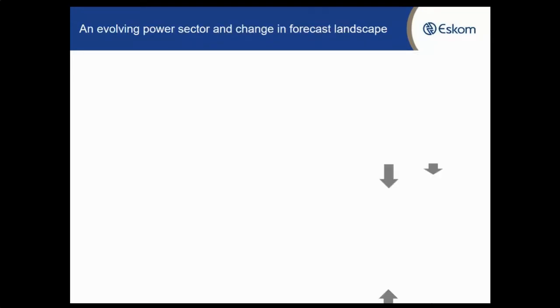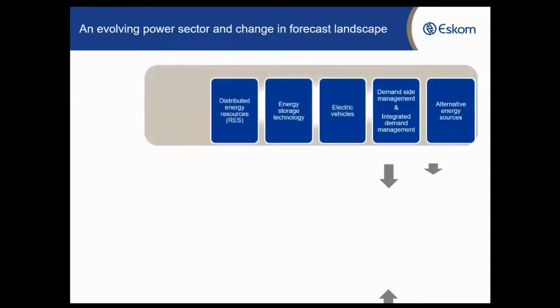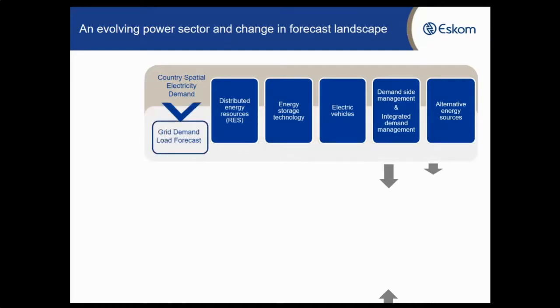All right. If we look at our evolving power sector and the change that we have in our forecast landscape, we know that there are a couple of disruptive or enabling technologies available at this stage, which influence our country's spatial electricity demand. These then have an influence on our grid demand forecast and, of course, our generation sources available at this stage. Also, we need to ensure that we know how to incorporate these integrated generation sources and what impact they have on the grid demand load forecast that we have.